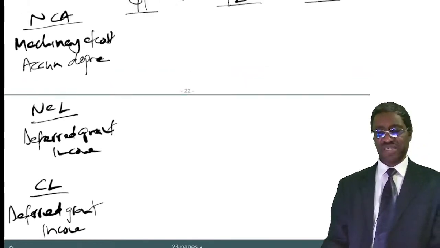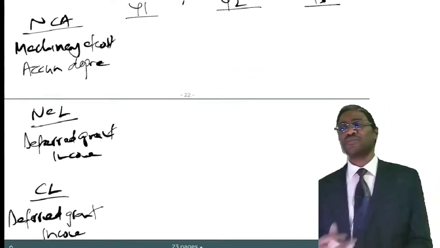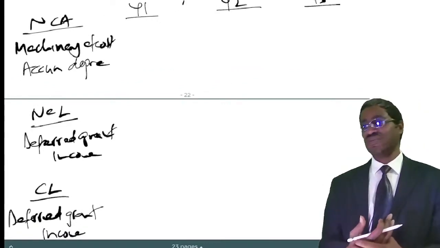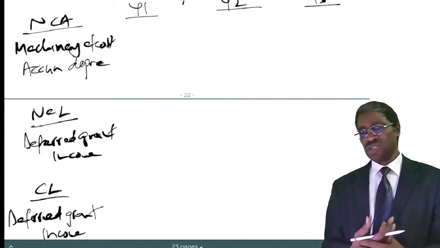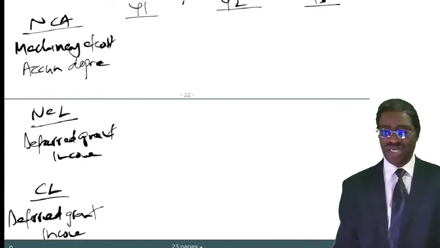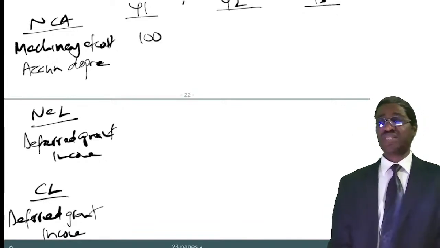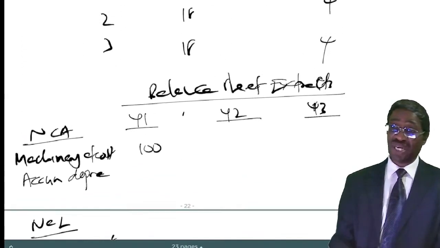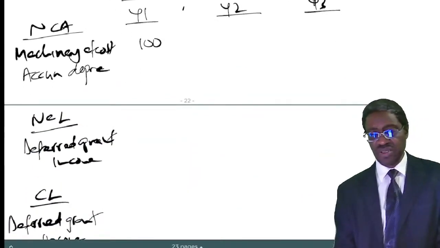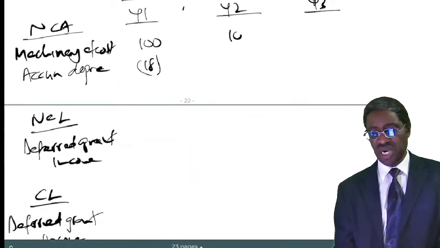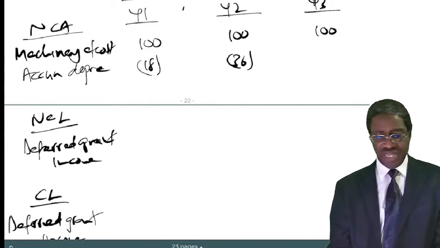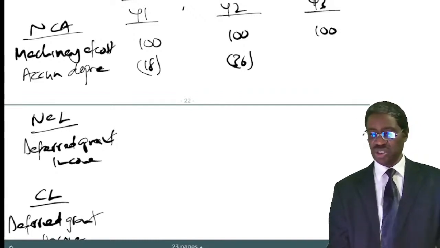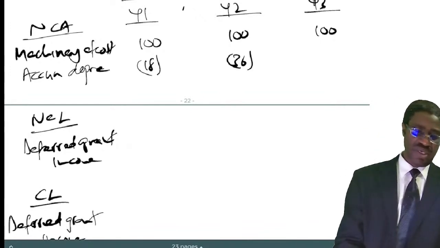Okay, so let's feed in the figures now. So our cost of the machinery was 100. We minus the accumulated depreciation, which we have just calculated, 18 million. Second year, 100 million. We minus the accumulated of 36. Third year, it will be 100. We minus the accumulated depreciation of how much? What is 18 times 3?